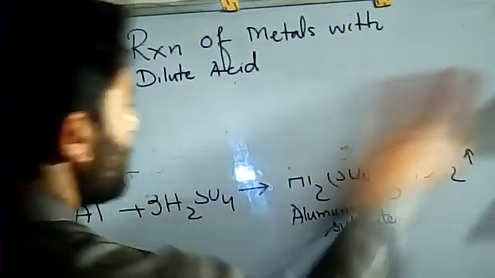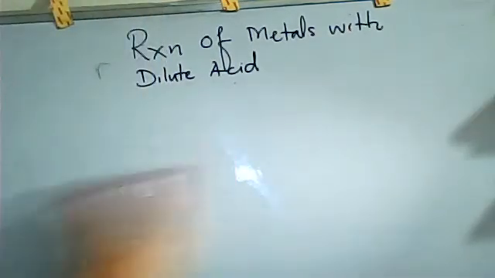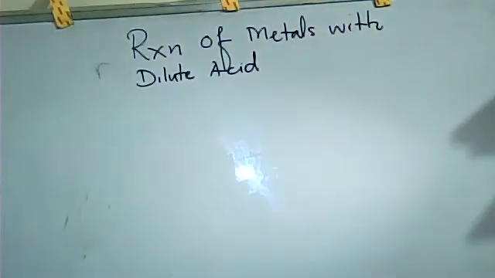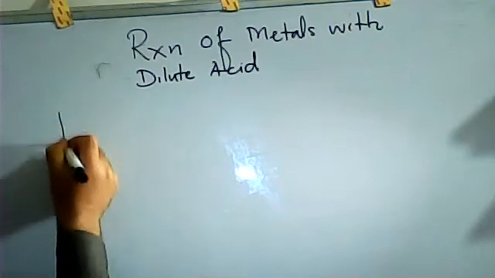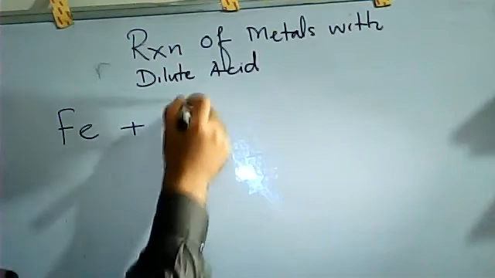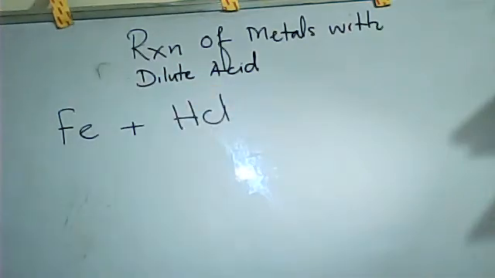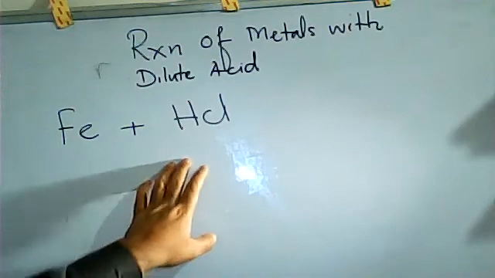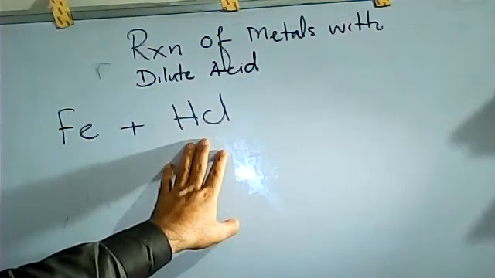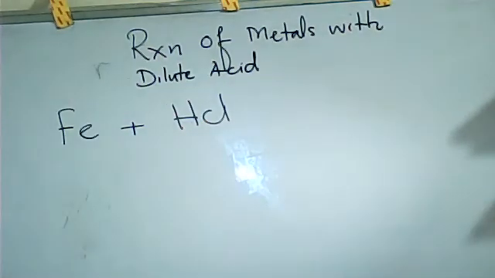But the reaction rate will be slow. It will be slower than the zinc or magnesium or sodium or aluminum. So we'll take this reaction, iron Fe plus HCl. So we have the dilute hydrochloric acid here. Iron is reacting with hydrochloric acid, but the rate of reaction will be slow. It will be slower as compared to other metals.